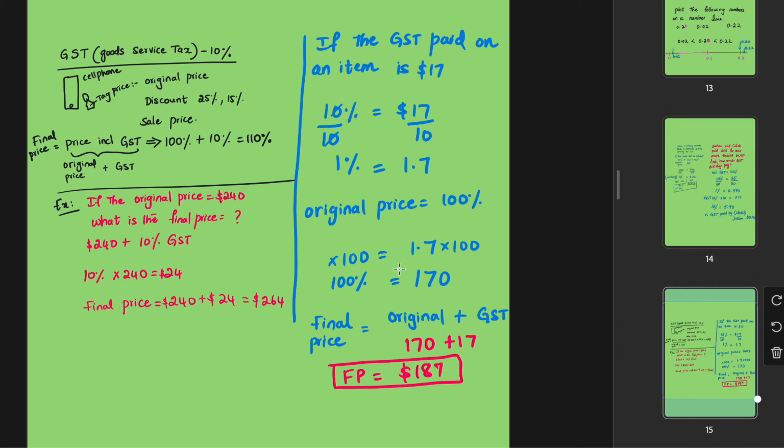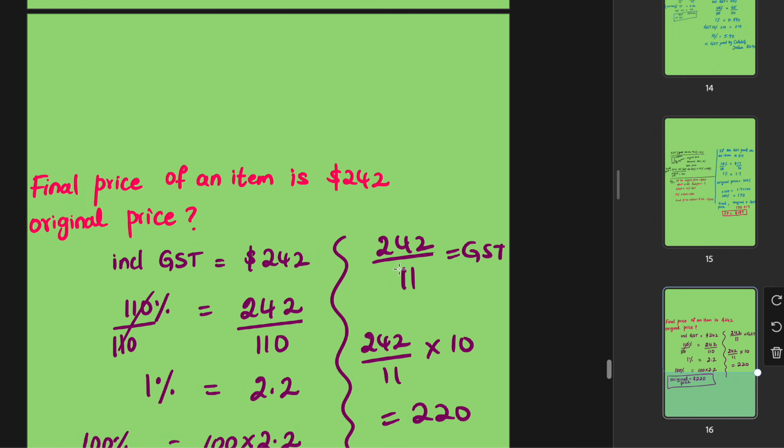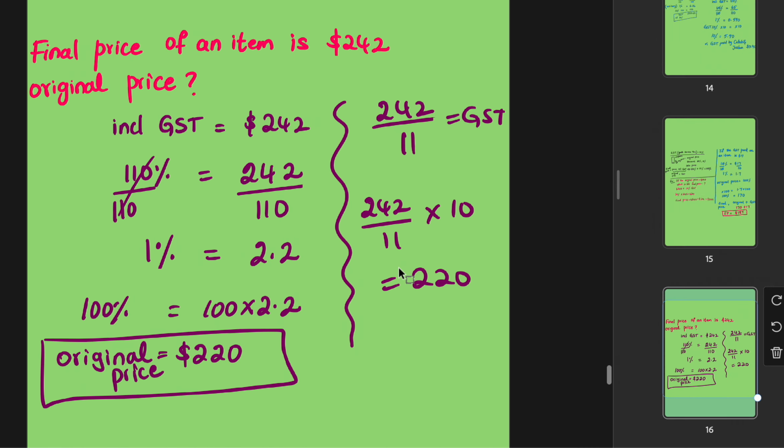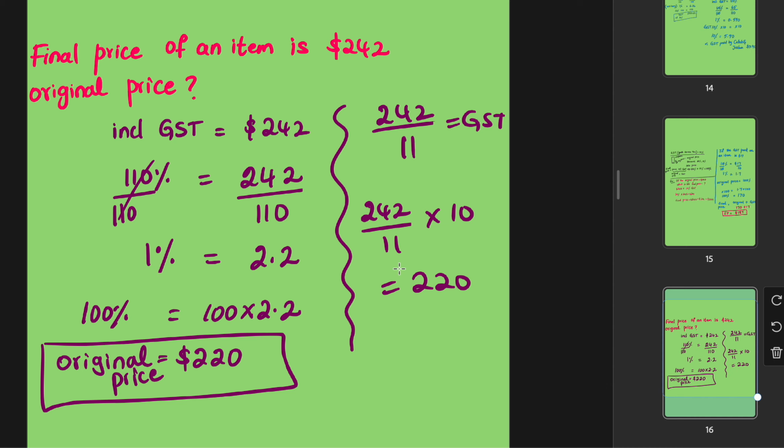I'm pausing it for a little bit for you guys to process this information. The final price of an item is $242. Find its original price. Again, final price is including GST. So you get to 1% and then times it with 100.